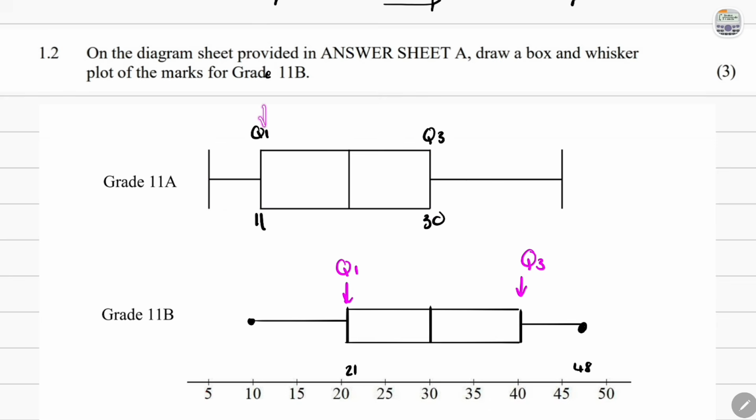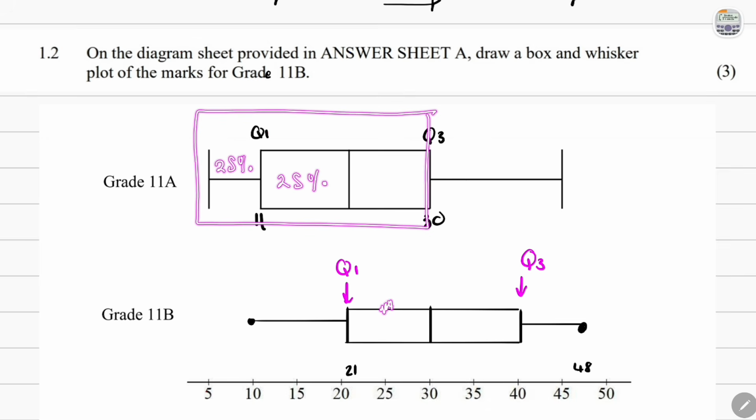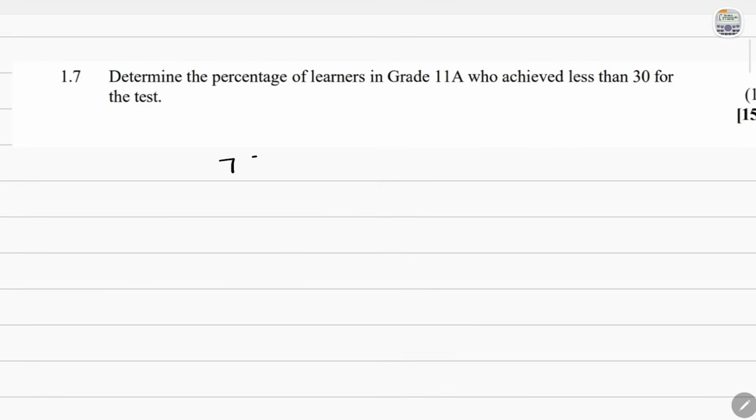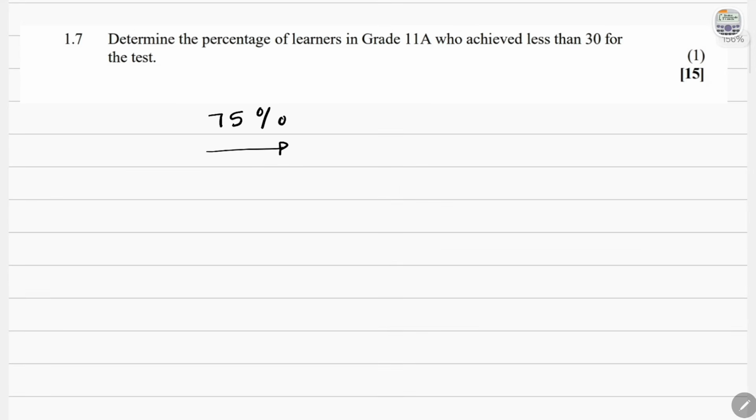Well, we know that Q1 is marked at 25%. So everything below this makes up 25% of your data set. This is 50%. And then Q3 would be 75%. And finally, if you add that little 25%, that is 100%. So this is 75%: 25, 25, and 25. So that is 75% of your data set. You can just tell them it is exactly 75%, and that is our answer. And that is it for question 1.